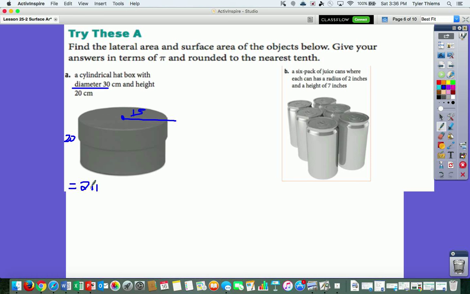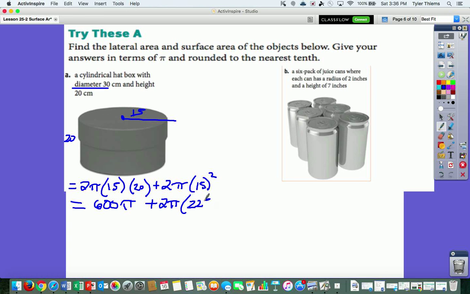So it's 2 pi times our radius of 15 times our height of 20 plus the bases, which is there's 2 bases times pi times radius, which is 15, square that. Okay, so let's just do 2 times 15 times 20. Let's multiply all those numbers together, and we should get 600 pi plus 2 pi, I'll leave that for later because we've got to do 15 squared. So 15 times 15 is 225.